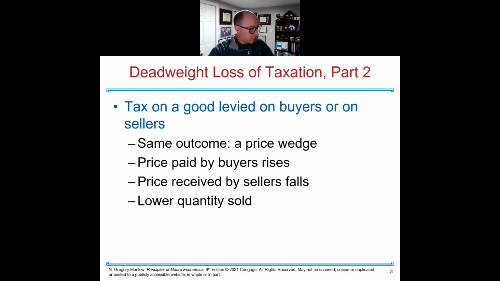So $20 is the sale price. I paid $21.50. So in other words, my price rose by $1.50 for the tax. I paid the $21.50 to Macy's. Macy's only gets to keep the $20. The $1.50 Macy's has to pay to the government. So therefore, the amount that the seller received falls. You see what I'm saying? Because they only get to keep that $20. This usually results in lower quantities sold. The higher the tax, the less people want to buy.